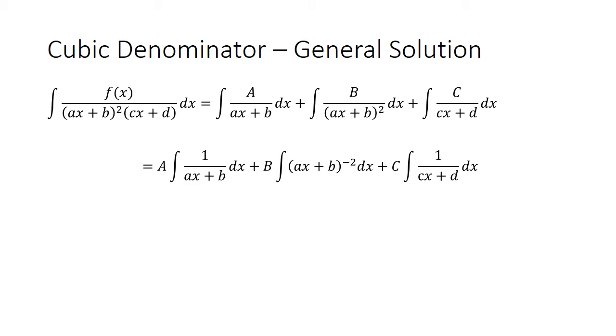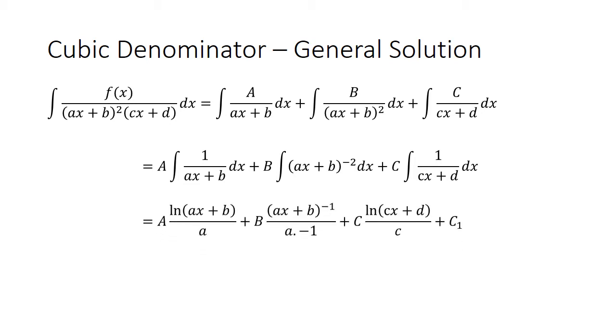So on the next line, we'll show how each one of these is integrated. The integral of 1 over ax plus b is equal to the log of ax plus b divided by the coefficient of x, which is a. When we go to integrate the second term, the power minus 2 is raised by 1, so 1 is added to it. So this becomes minus 1. You divide by this raised power, and you also divide by the coefficient of x.